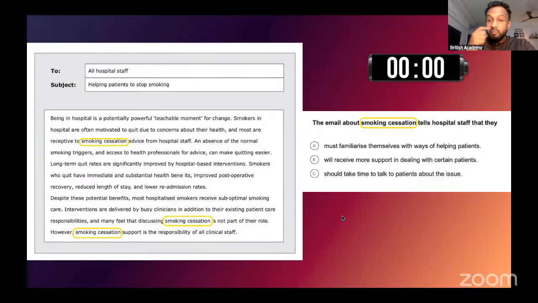As I told you, must is an obligation. Will is something of a possibility. Should is a recommendation. And your paragraph talks about recommendation. So the correct answer over here is C: should take time to talk to patients about the issue. Wonderful. Good. Keep it up.